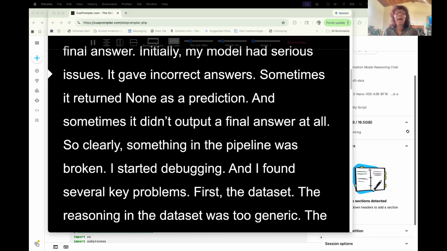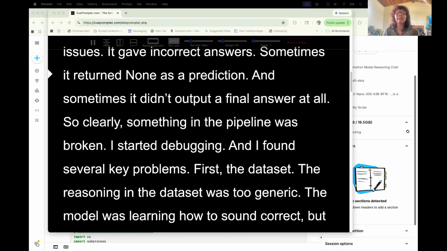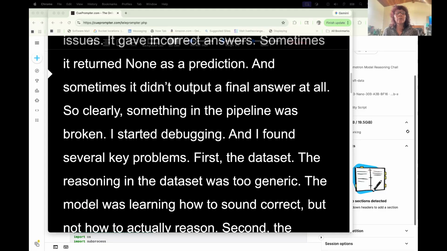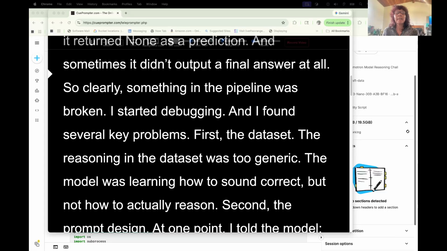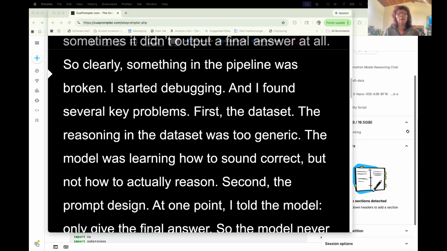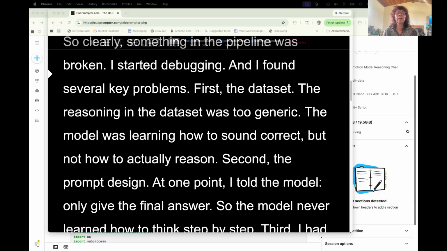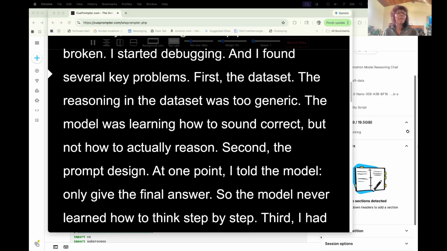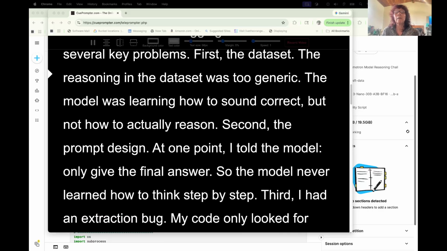Initially, my model had serious issues. It gave incorrect answers, sometimes it returned None as a prediction, and sometimes it didn't output a final answer at all. So, clearly, something in the pipeline was broken. I started debugging and I found several key issues.